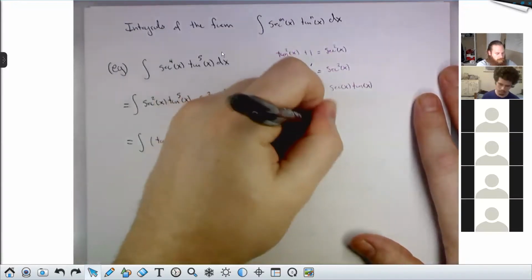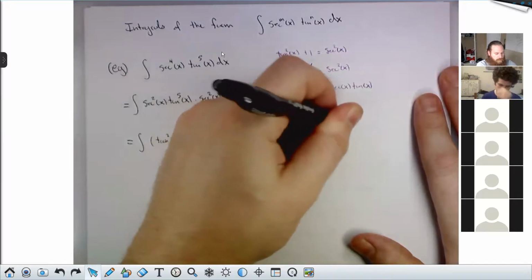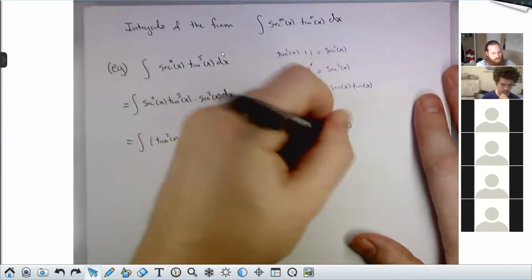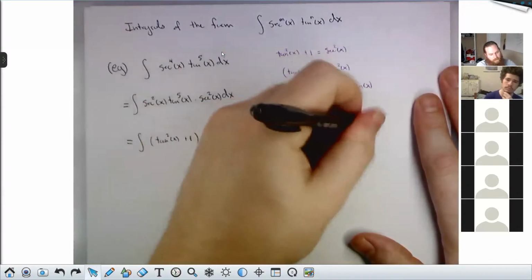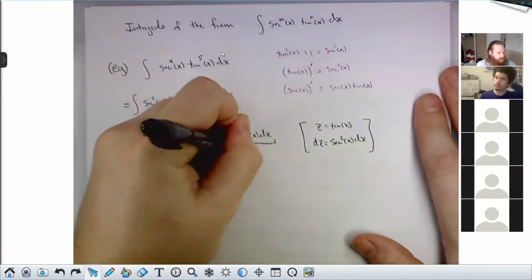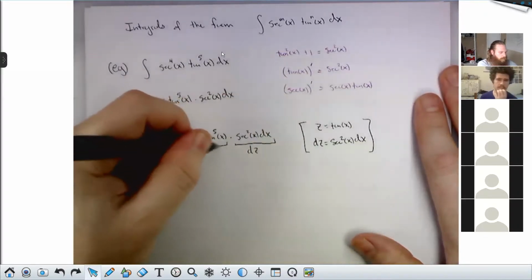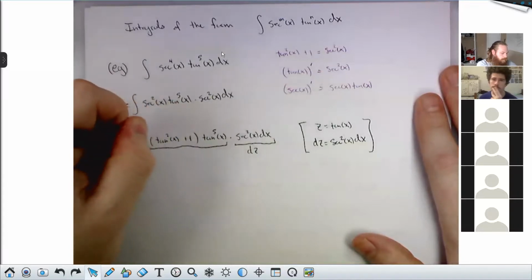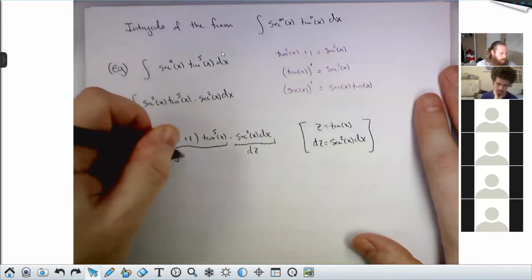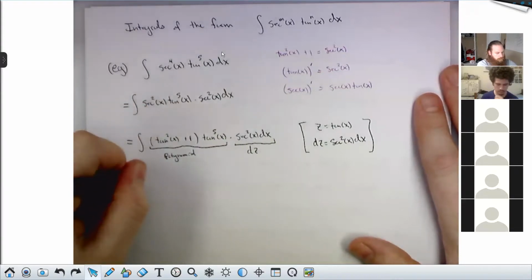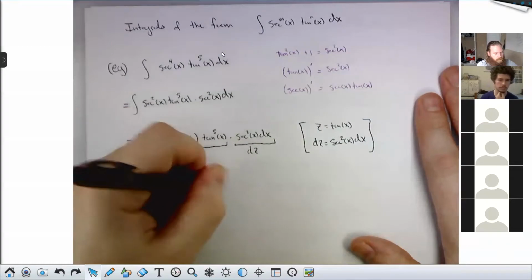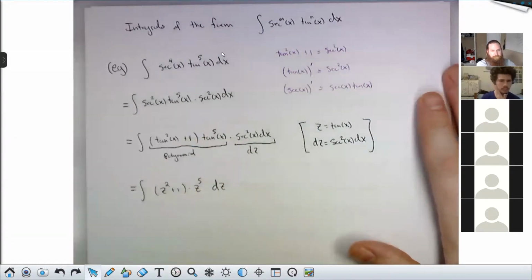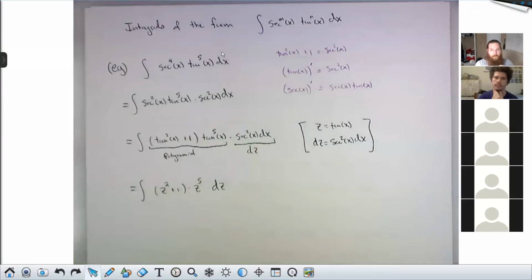If I substitute z equals tangent x, then dz is secant squared x dx. This piece will be dz, and this piece will become a polynomial. Specifically, it'll become z squared plus 1 times z to the 5th dz. So similar to the sine cosine thing.